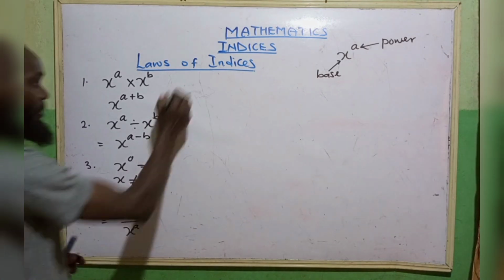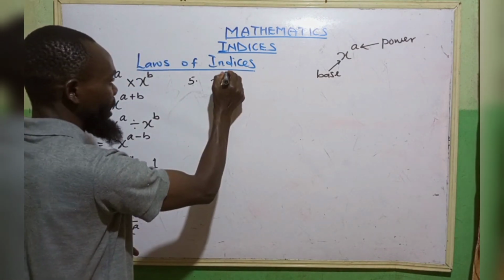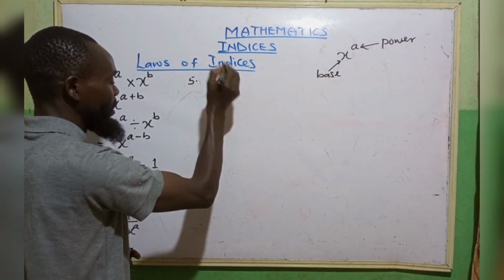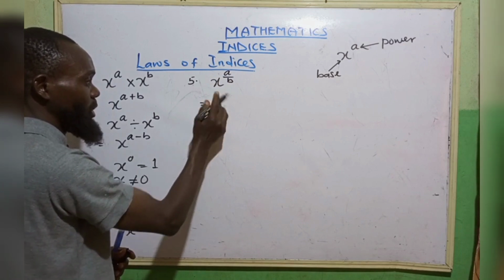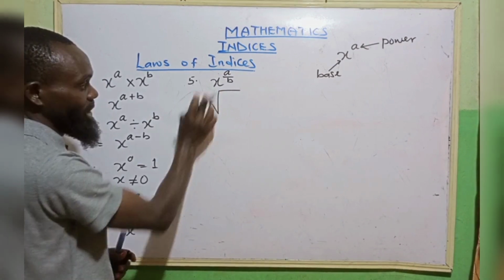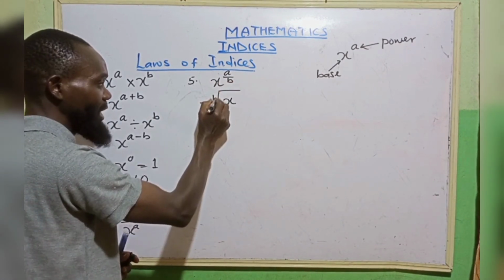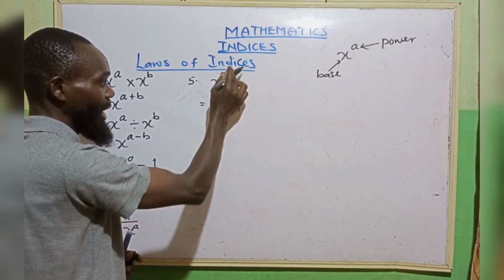Number 5 rule, the law 5. When you have x raised to power a divided by b, it's going to be equal to a over b will be equal to, you draw your square root, this x here will be inside, then this base b will be here, then raised to power a.